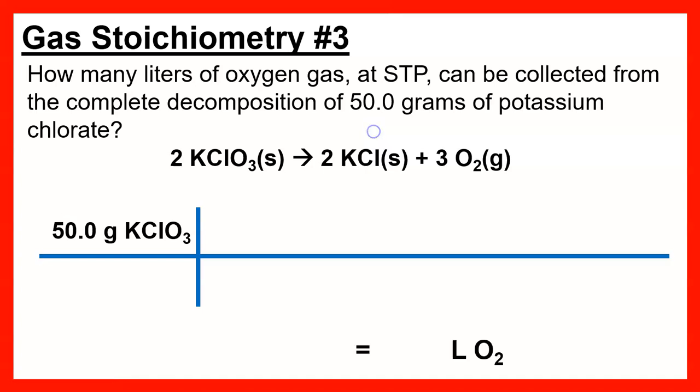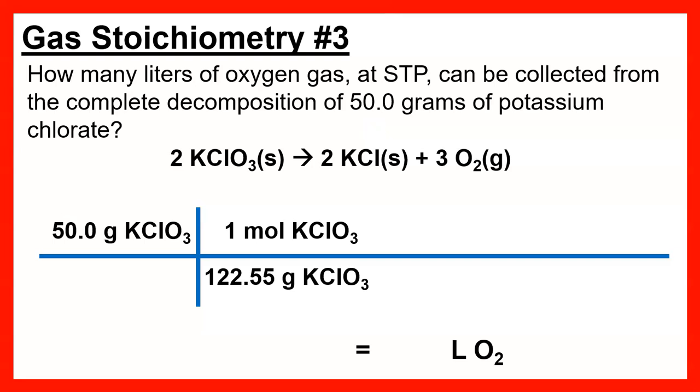Grams to moles uses molar mass, which I get from the periodic table. Moles of one thing to moles of the other, moles of A to moles of B, is going to use mole ratio. The coefficient in front of potassium chlorate is going to go on the bottom. So they cancel, and the coefficient in front of oxygen gas will go on the top.